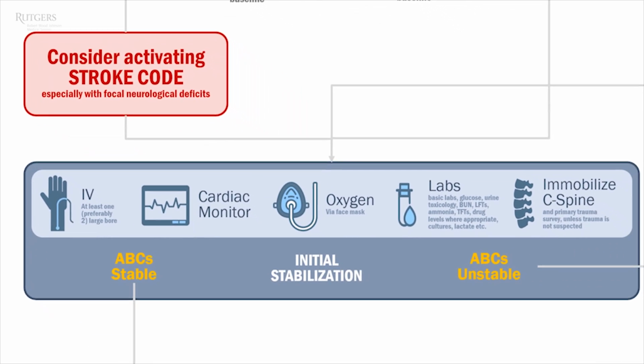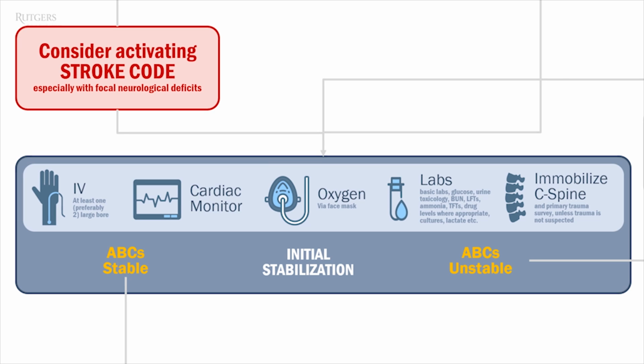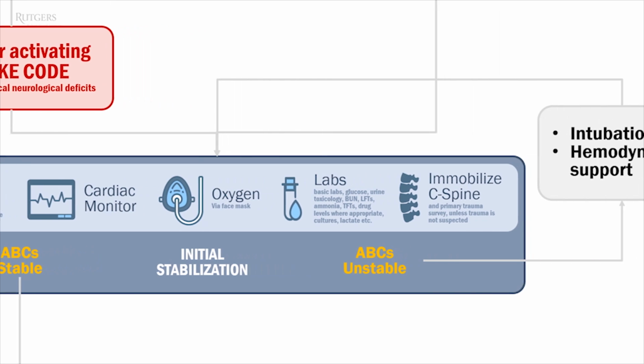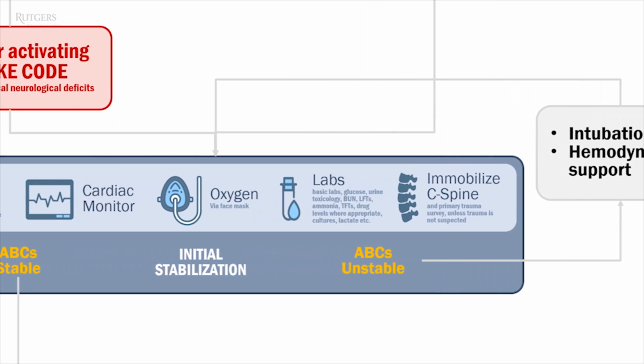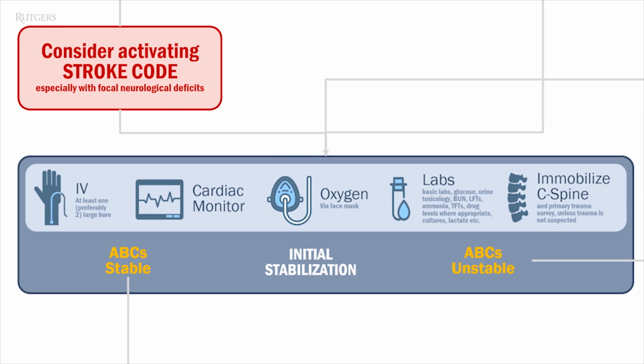Next, ABCs. This patient is no different than any other emergent patient. Make sure that airway, breathing, and circulation are all stabilized. If they're unstable, your first priority is intubation and hemodynamic support. Luckily, the EMS already took care of that in our case. After that, let's work on IV access, cardiac monitoring, any respiratory support such as supplemental oxygen, send labs, and if it's a trauma patient, immobilize the C-spine.